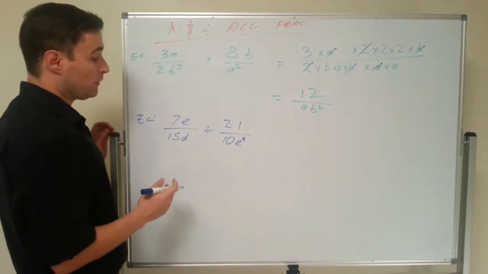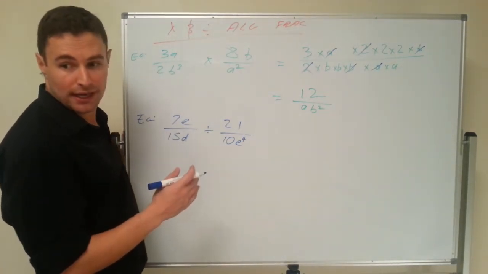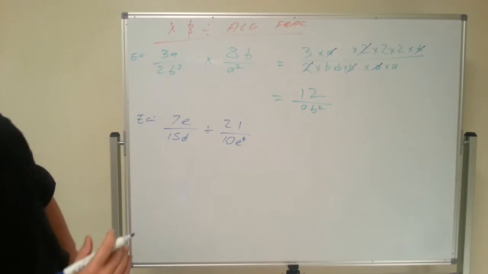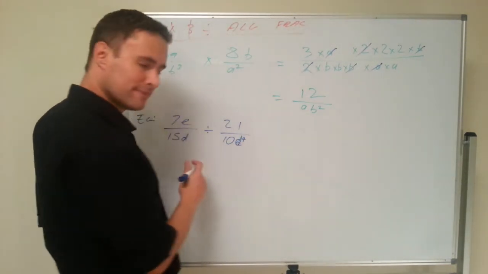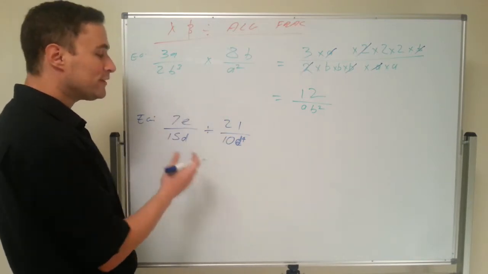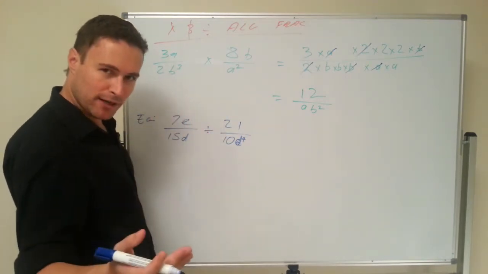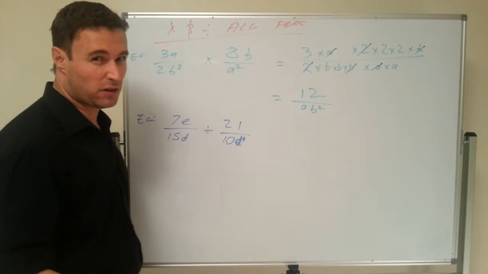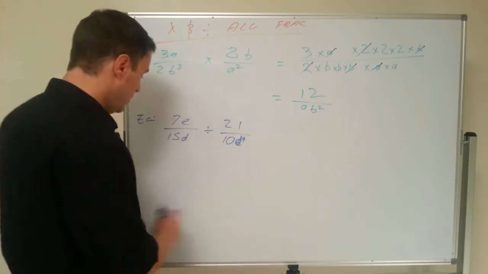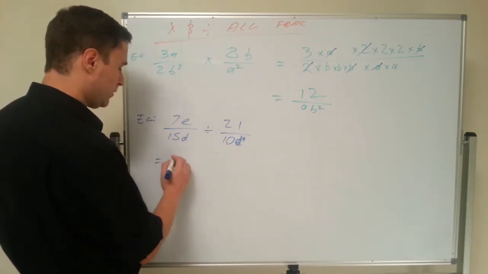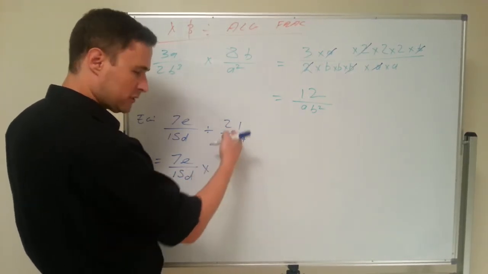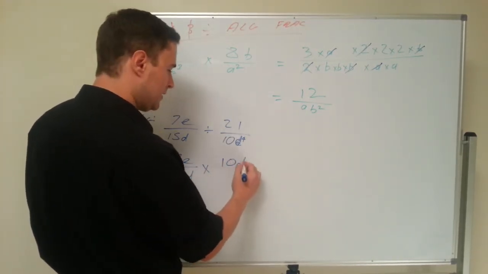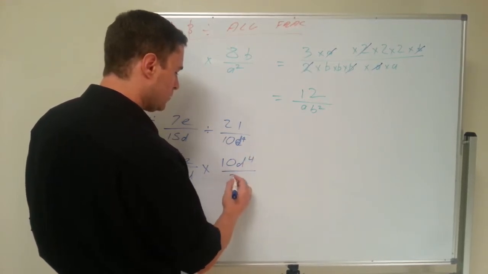First thing, is it e or is it d? Well, it's d to the power of 4, sorry. Right, first thing I'm going to do is fix this. Whenever I divide by a fraction, I invert and multiply. We should have got that when we did dividing by fractions. So I invert and multiply: 7e over 15d times by the reciprocal of this, 10d to the 4 all over 21.